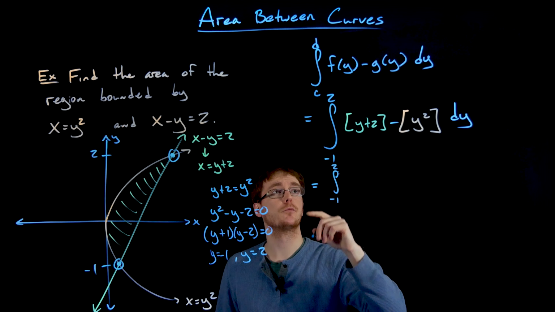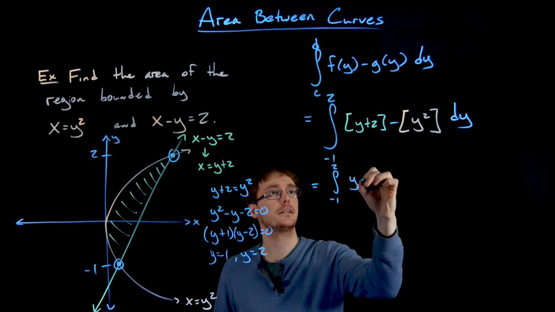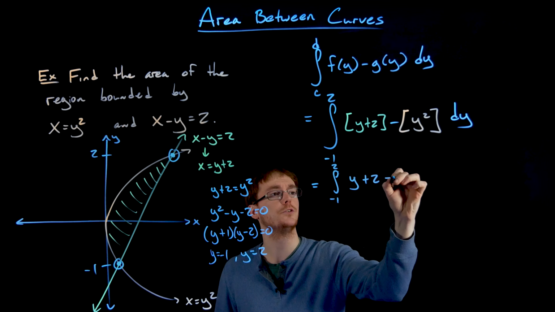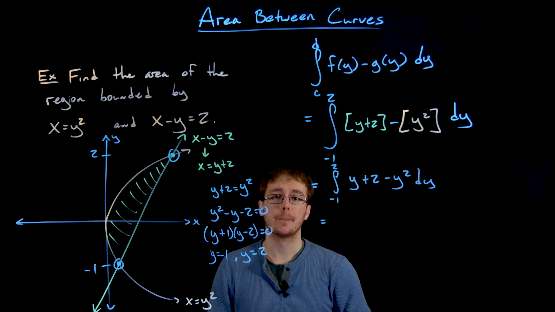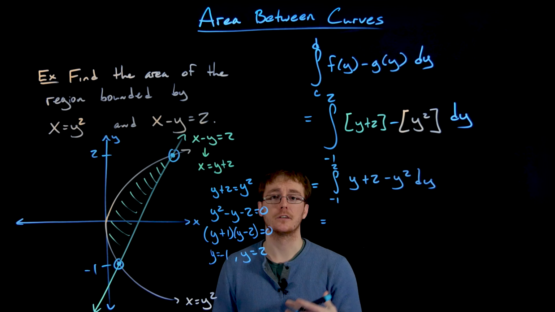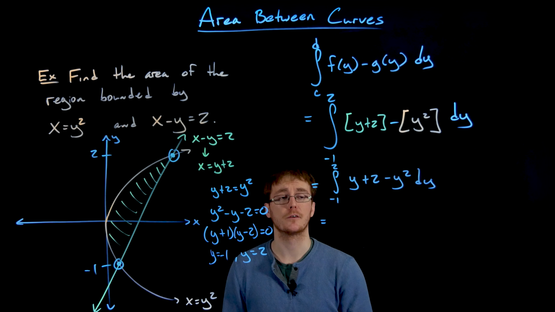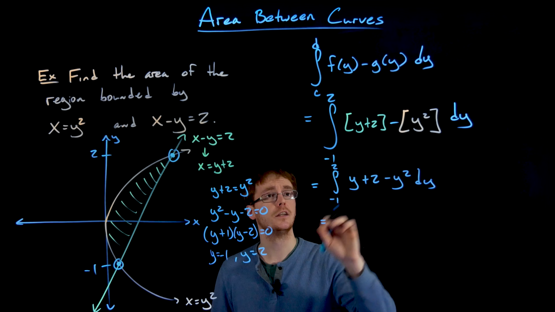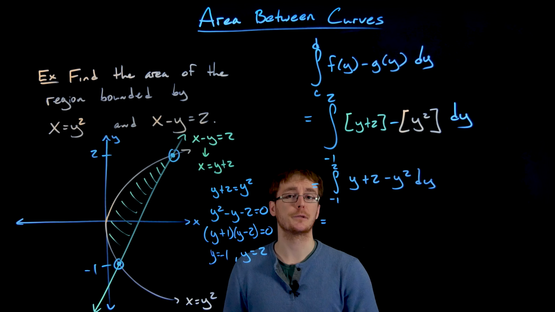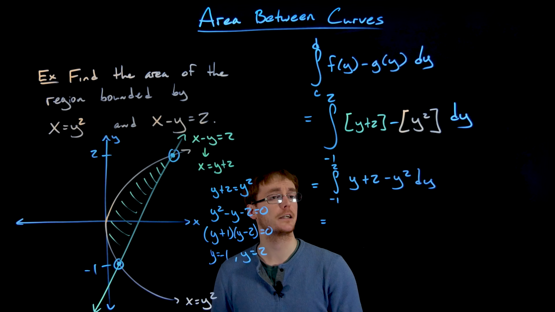We're still going from negative 1 to 2, and now our integrand is going to be the function y plus 2 minus y squared. So now we just have to evaluate this using the fundamental theorem of calculus. First step, or next step, is finding our antiderivatives. All these antiderivatives are going to be found using our power rule for antiderivatives.